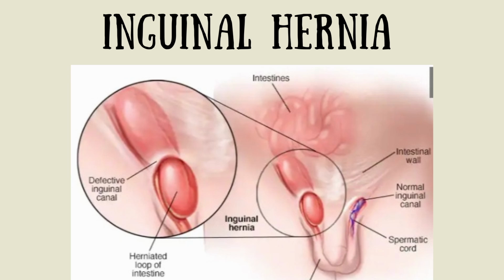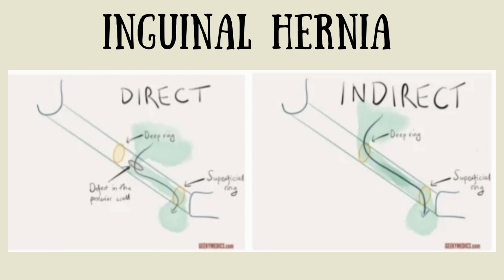You can see in the picture the intestinal contents are moving into the inguinal canal. This is inguinal hernia: intestinal loops or bowel contents are moving into the inguinal canal. It is of two types, okay? Direct inguinal hernia and indirect inguinal hernia.